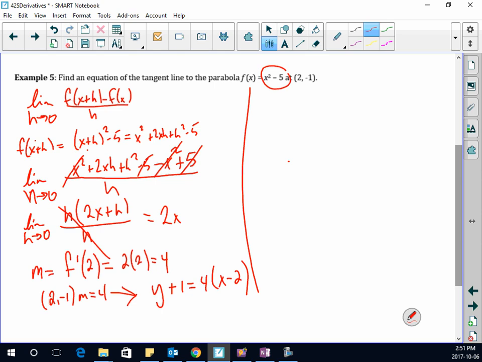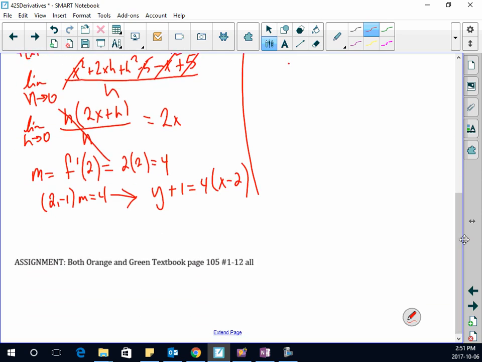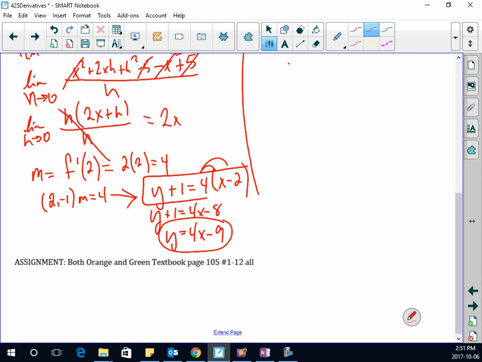And the question is, can I leave it like that? You certainly can. However, the back of the book might have it simplified. So I know in grade 10 they made you actually multiply this out. So y plus 1 equals 4x minus 8. So y equals 4x minus 9 is the equation of the tangent line. y equals mx plus b. However, at this point right here, you get full marks. If you make a mistake from this step to this step, you've lost marks. So you might want to stop there, right?